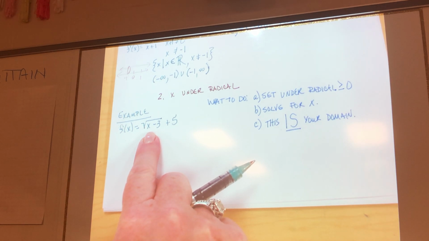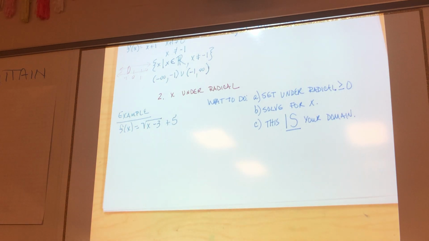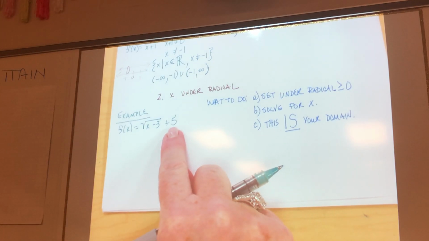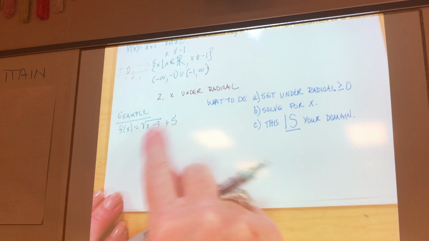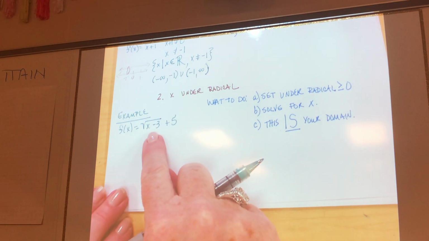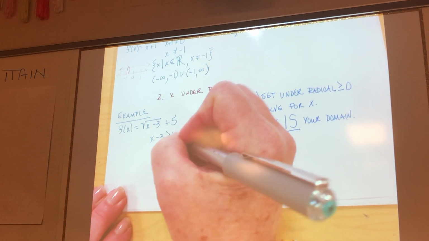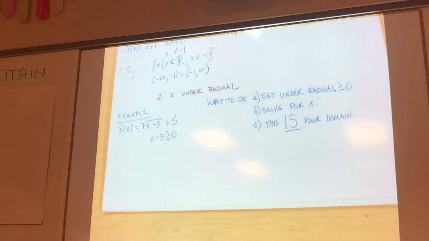Restrictions. All right, does it have an x in the denominator? Does it have an x under the radical? Yes. Okay. Tell me what to do. Something greater than or equal to 0. What do I set greater than or equal to 0? What's under the radical? Do I care about this 5? No. People, I don't care about anything outside the radical. I take what's under the radical, x minus 3, and I say you have to be greater than or equal to 0. Now I'm going to solve for x.